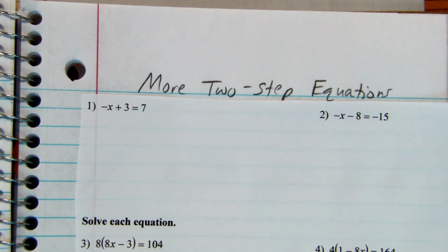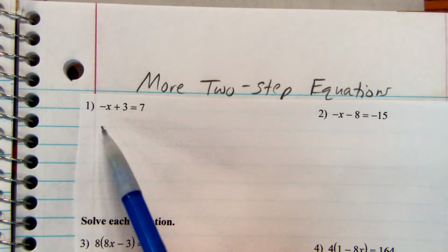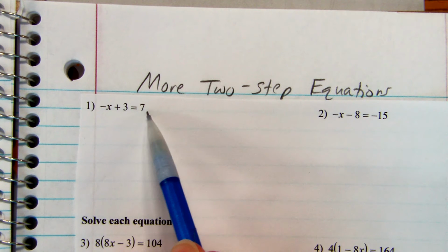Okay, we're going to look at more two-step equations today. We're going to start off with a couple of questions that have something weird in it that we haven't talked about yet. But we need to talk about it because it will show up. On number 1, it says negative x plus 3 equals 7.